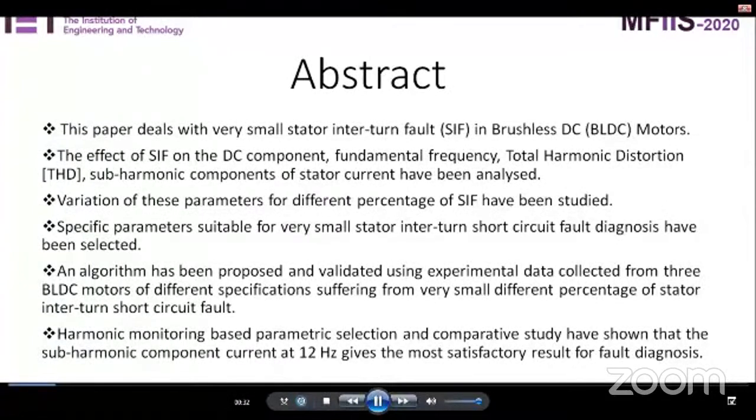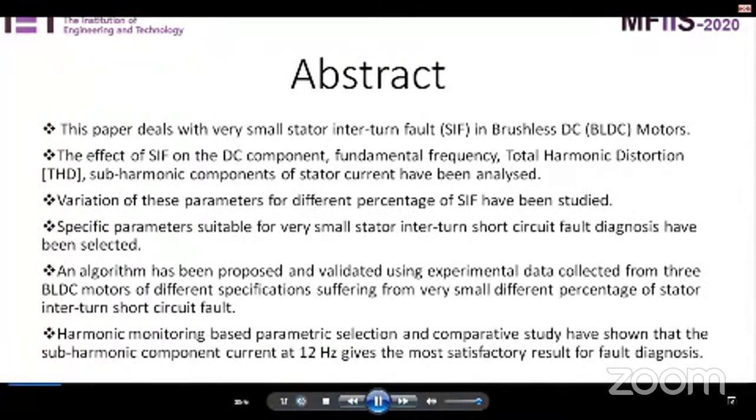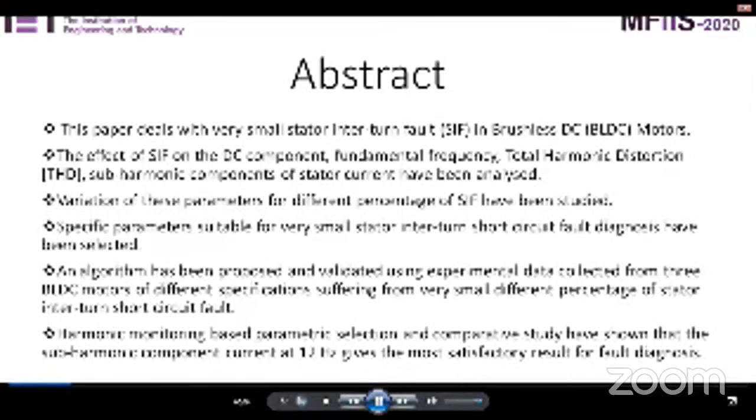This paper deals with the very small stator interturn fault in BLDC motor. Here, the effect of stator interturn fault on parameters like DC component, fundamental component, TSD and subharmonic components of stator current have been analyzed. For different percentages of stator interturn fault, the variation in these parameters has been studied.